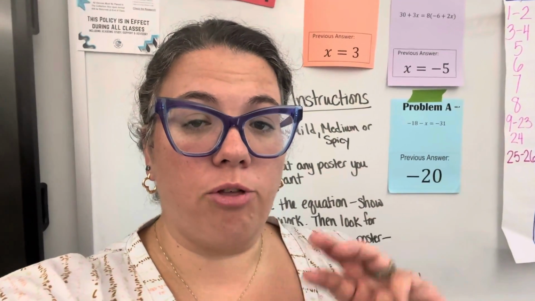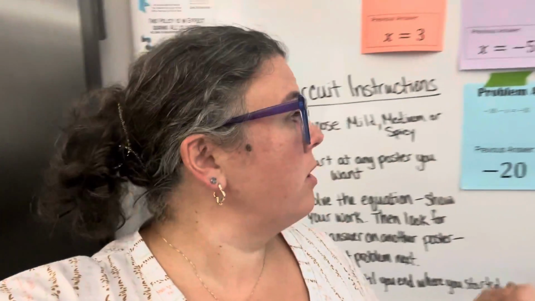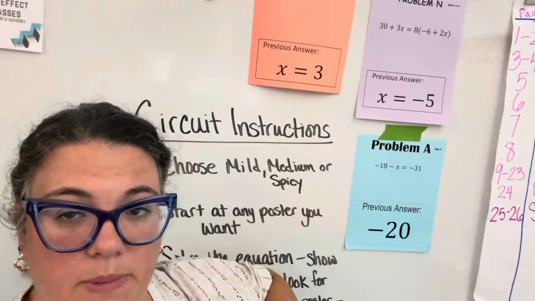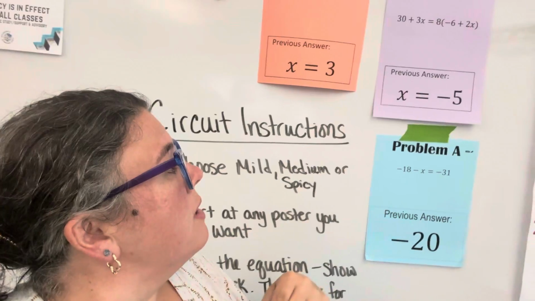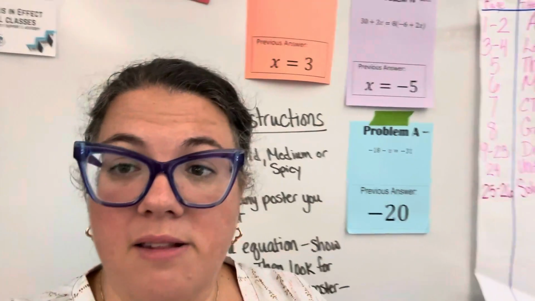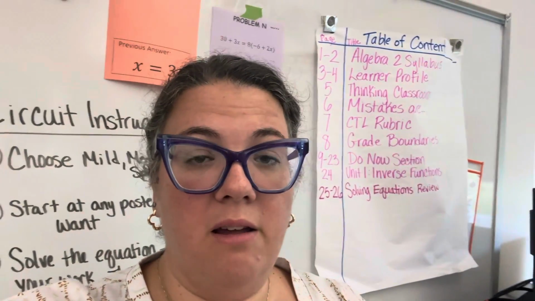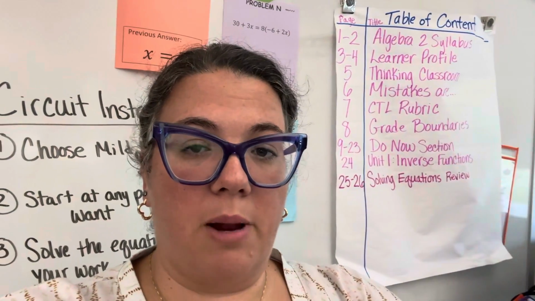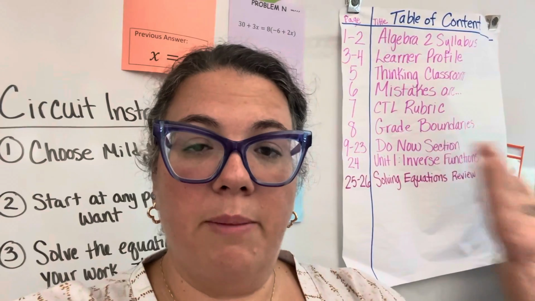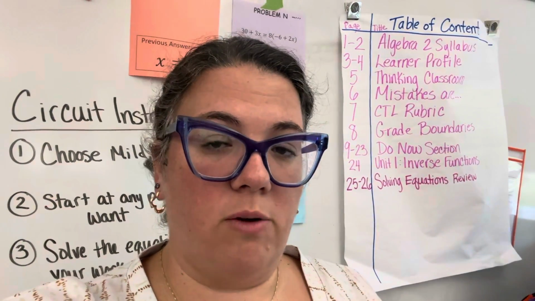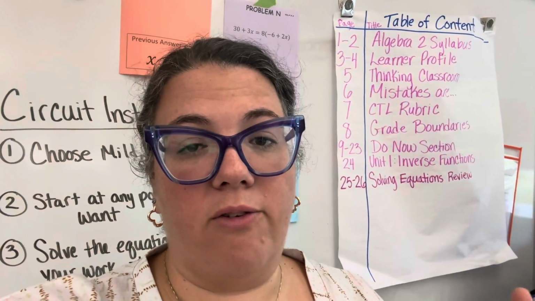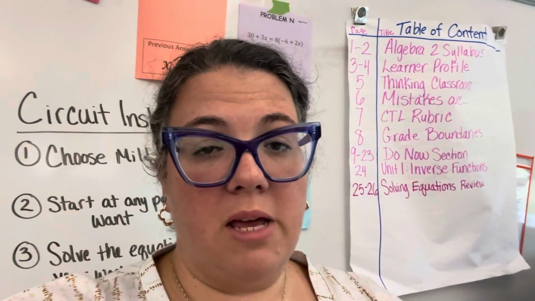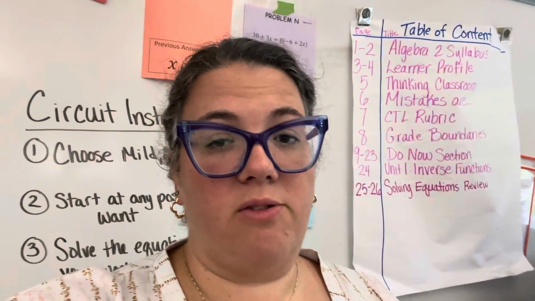There are 3 circuits around the room. You'll see there are orange, purple, and blue circuit papers taped all around the room. Each one represents either mild, medium, or spicy types of questions. So you're going to choose: are you going to work on mild solving equations, medium solving equations, or spicy solving equations? Based on how you felt about the formative that we took the other day, how much of your previous CYU you did, make a choice as to which one makes the most sense for you.